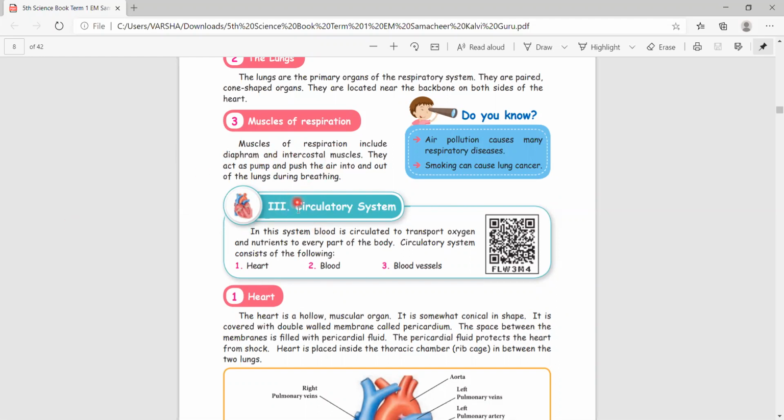And third is the circulatory system. The circulatory system is the heart and blood. Then we can see briefly. In this system, blood is circulated to transport oxygen and nutrients to every part of the body. The blood carries all the oxygen and nutrients and gives them to every part of the body. The circulatory system is divided into three parts: heart, blood, and blood vessels.